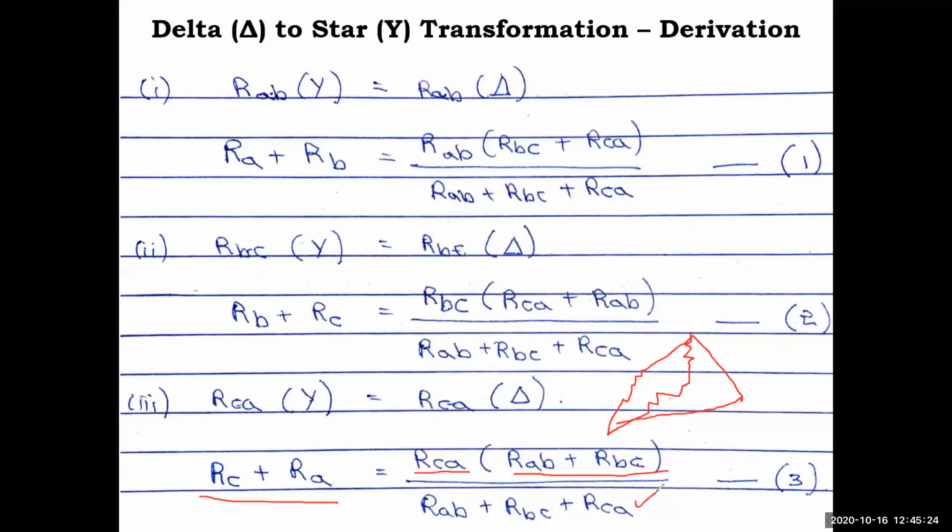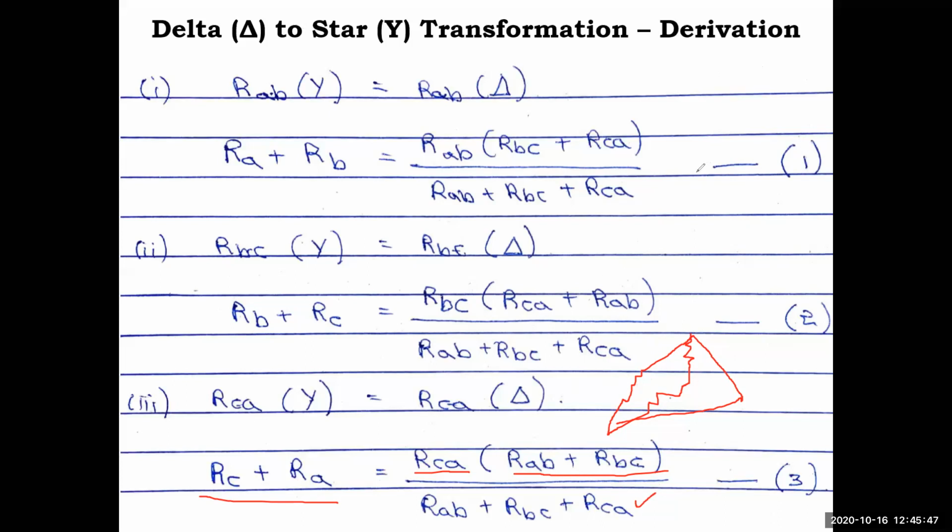Okay, so very first thing is you have to write these three set of equations. If you understood this, then further will be simple elementary operations. Okay, so whatever we are doing, these three assumptions and these three sets of equations writing is very important. Okay, so this is a delta to star transformation.